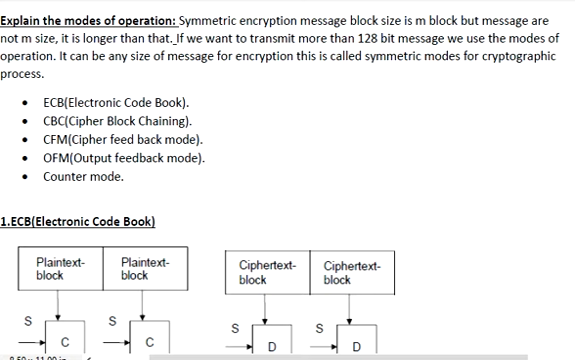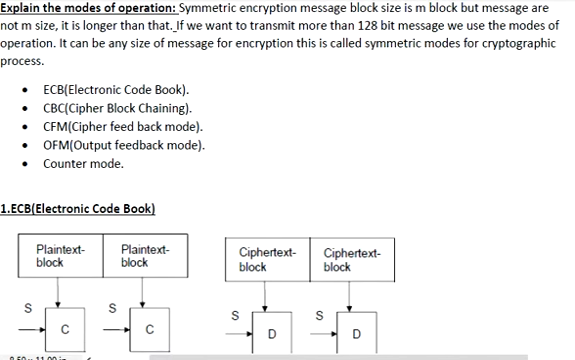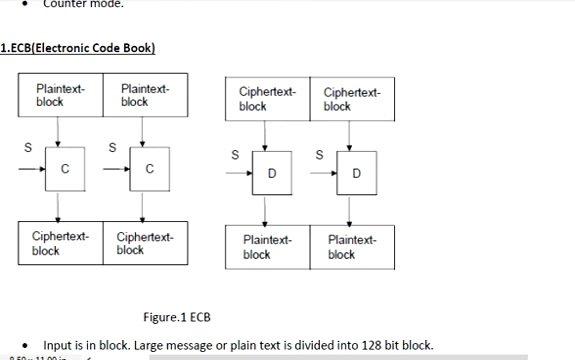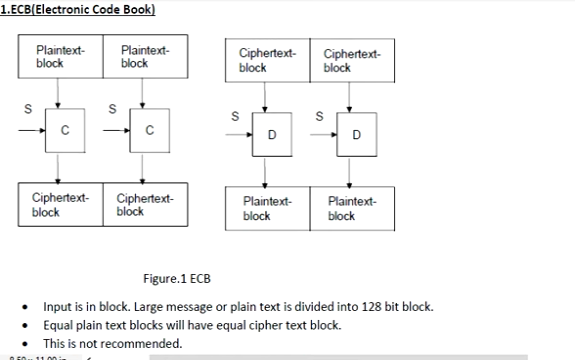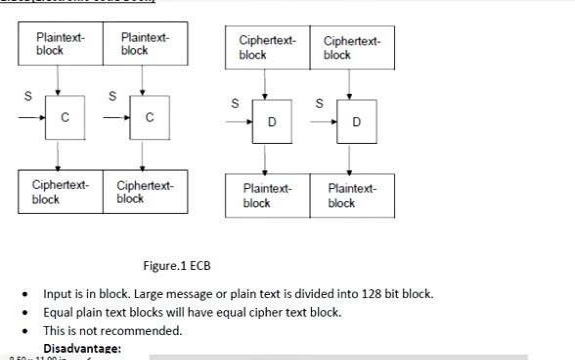For the cryptographic process, there are different kinds of modes of operation: electronic codebook, cipher block chaining, cipher feedback mode, output feedback mode, and counter mode. The very first one is electronic codebook. In this case, we have the same size of plain text and cipher text blocks, and the input is in blocks. A large message or plain text is divided into 128-bit blocks. Equal plain text blocks will have equal cipher text blocks.